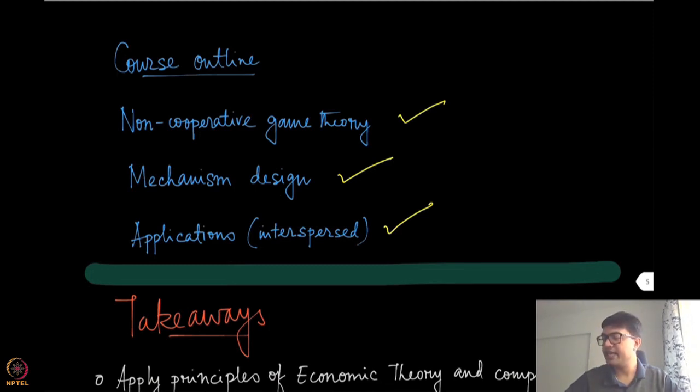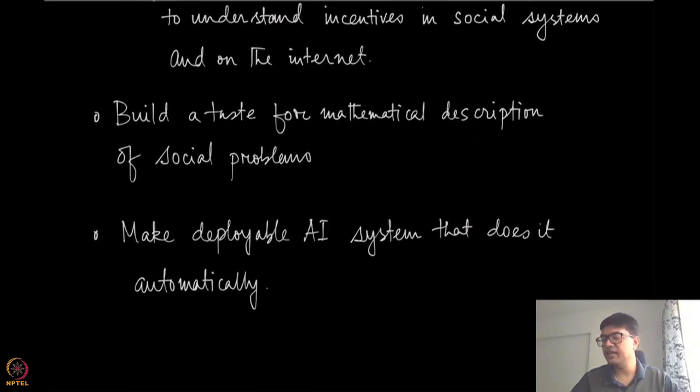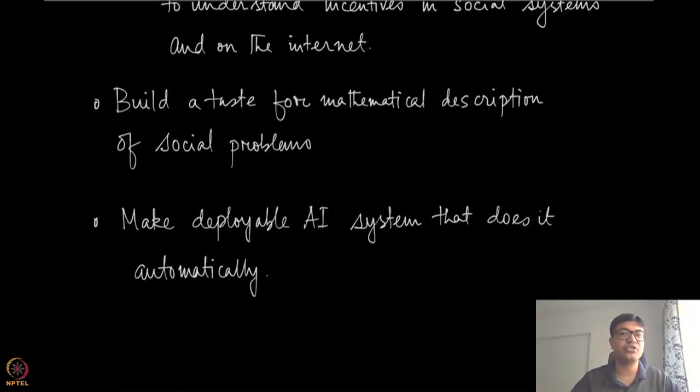So at the end, you will be able to apply the principles of economic theory and computation to understand incentives in social systems, and that on the internet, and build a mathematical description of these social problems. And if you are interested, you can also transform this understanding into a deployable AI system that does all this decision making automatically.